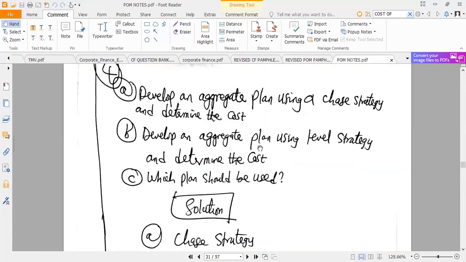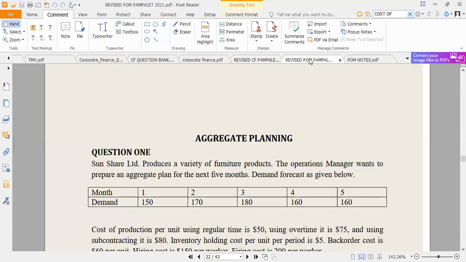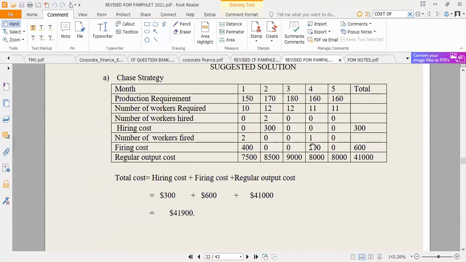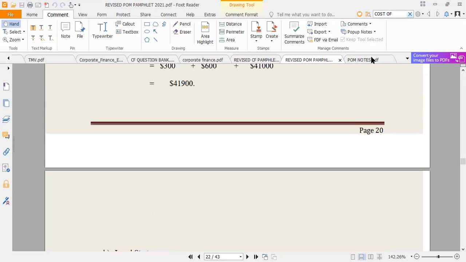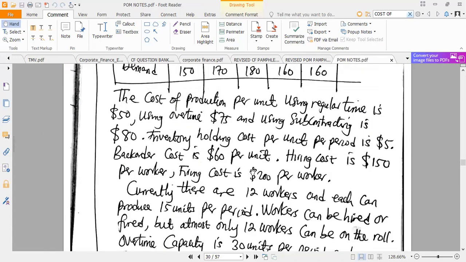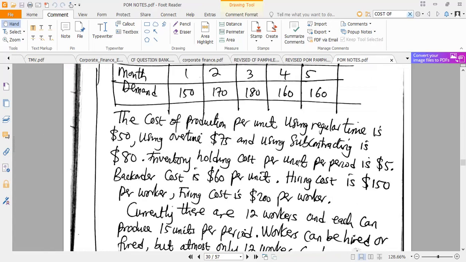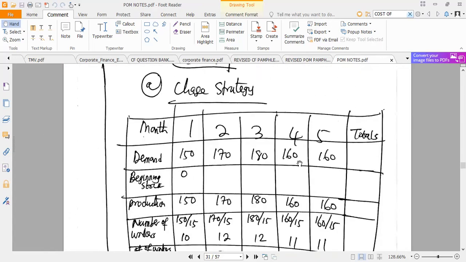So we are getting back now, as I look at the revised POM pamphlet on page 20. There are more questions done on aggregate planning, which is very practical planning because of the two strategies that I've explained that you need to know. Despite the fact that the examiner can give you a number of costs, you need to know which cost goes to which strategy. Okay, so we're now looking at the solution.